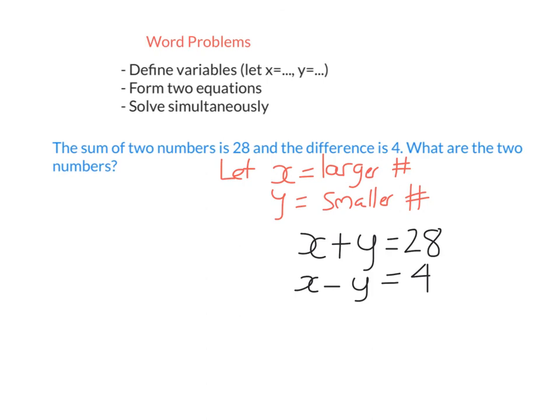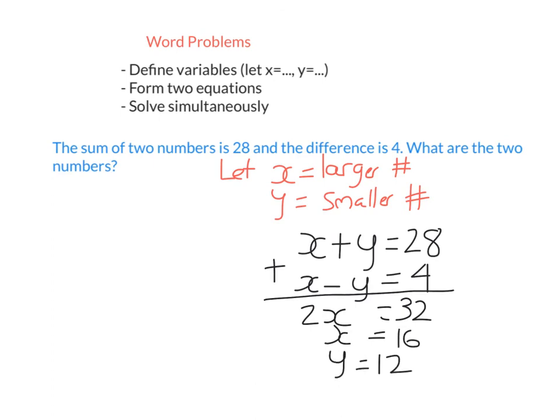This one's easy because both x and y have the same coefficients. So I could just, for example, add the two equations to get rid of the y's. x plus x is 2x. y plus negative y is 0. 28 plus 4 is 32. Divide each side by 2, I get x equals 16. So that, of course, means y equals 12, because 16 plus 12 is 28.